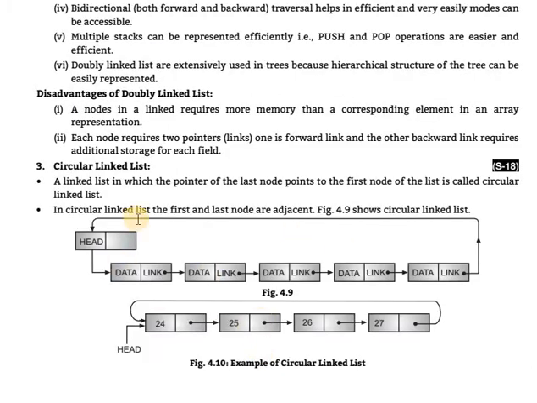Next, the third type of linked list is the circular linked list. A linked list in which the pointer of the last node points to the first node of the list is called a circular linked list. In a circular linked list, the first and last nodes are adjacent, as shown in the figure below. This is the first node, this is the last node, and all are connected back to the first node. For example, here are the first, second, third, and fourth nodes, and the fourth is connected to the first. Clear?